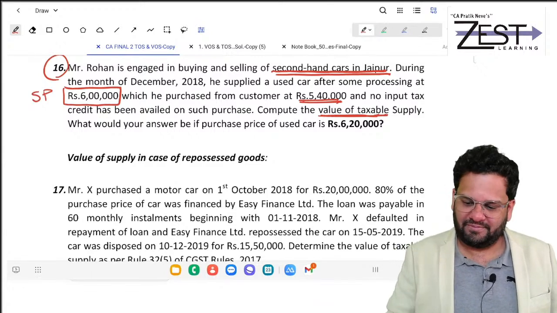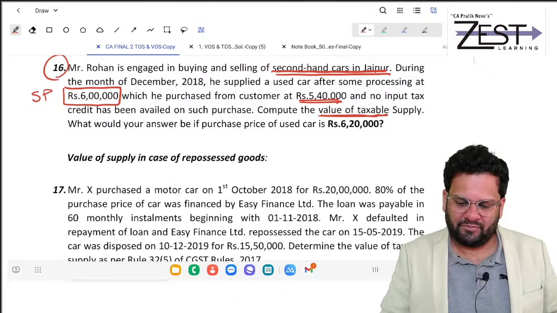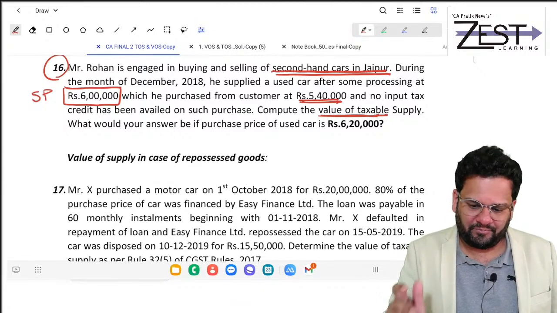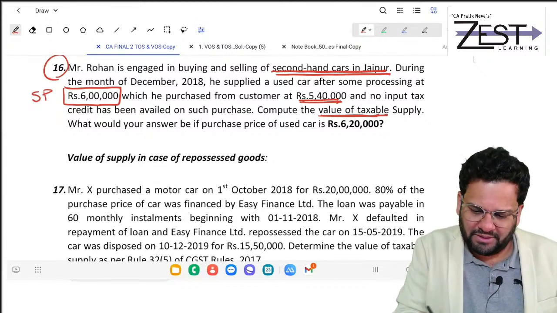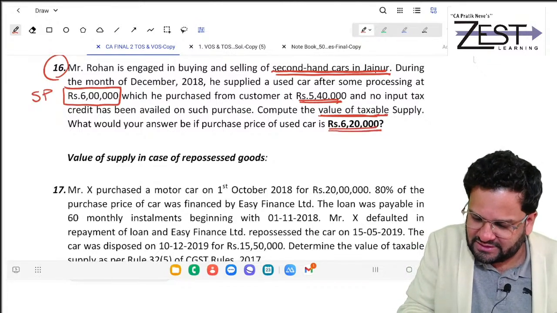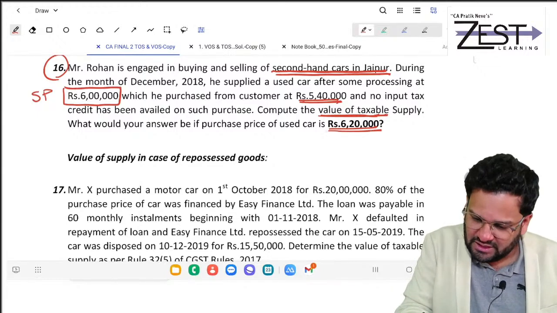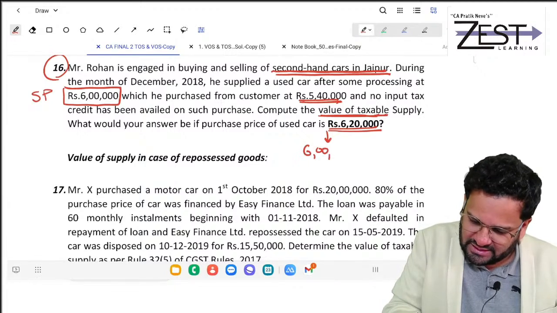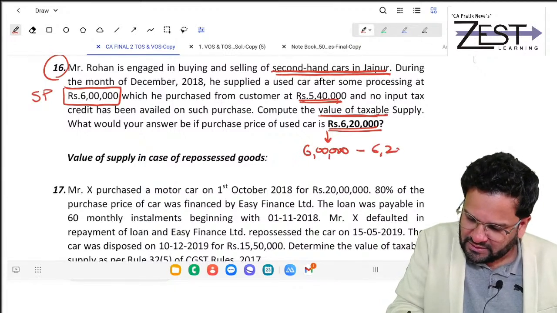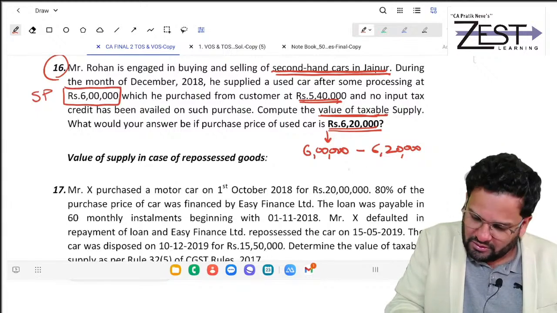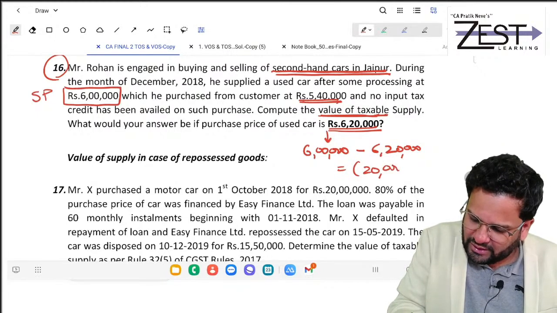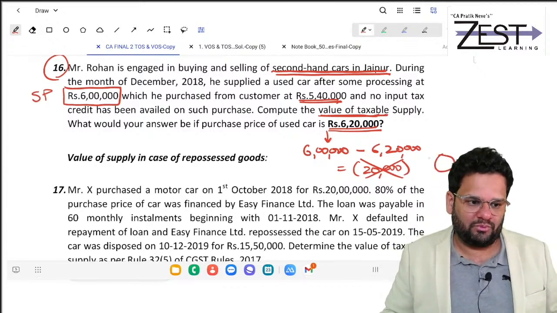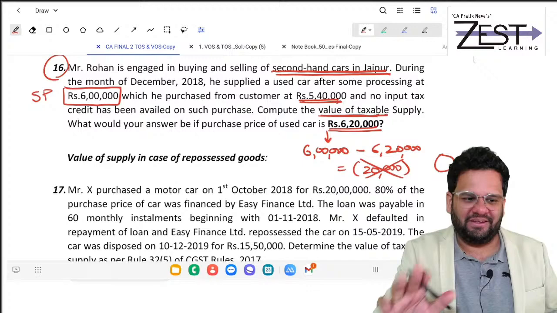Yes, no? What would your answer be? What would your answer be if the purchase price of the car is 6 lakh 20,000? Friends, if the purchase price of the car is 6 lakh 20,000, then 6 lakh less 6 lakh 20,000 will be negative 20,000, which means the assessable value will be 0. Wonderful. Simple, isn't it?